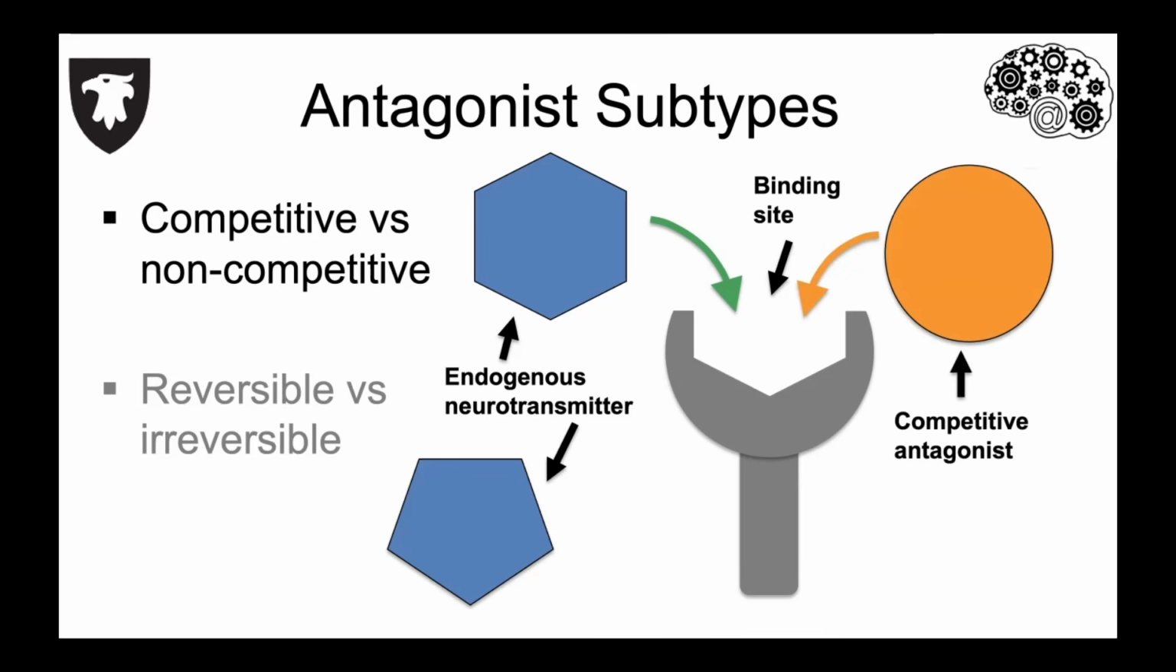However, competitive antagonists, like this orange circle, have a structure that is similar enough to the neurotransmitter that it can bind to the receptor, but not so similar that it causes activation of the receptor. When the antagonist occupies the binding site, the neurotransmitter is unable to bind to and activate the receptor.